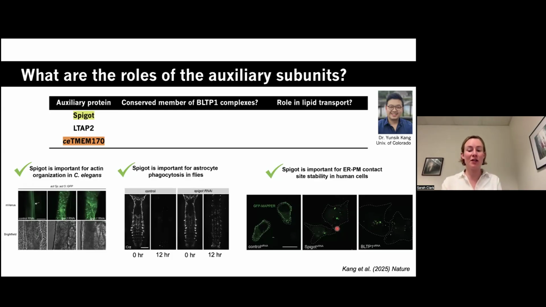So all of this data together suggested to us that yes, spigot is in fact a conserved member of BLTP1 complexes.